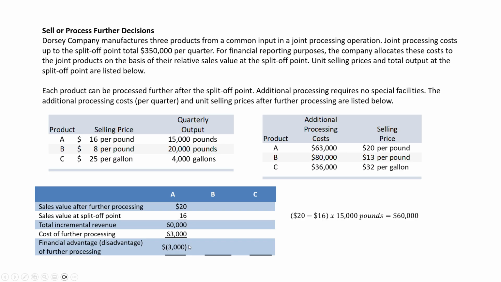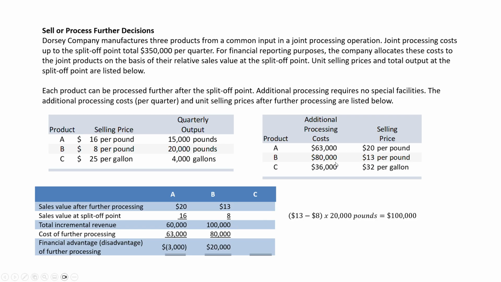In this situation, I would want to sell A at the split-off point because additional processing is going to remove profitability from the company. Let's do one more together. I'll save C for you, but do B together. The selling price after processing would be $13 per pound minus the $8 per pound at the split-off point. So 13 minus 8 is $5 per pound, times, as noted, 20,000 pounds, is $100,000 additional dollars in revenue.